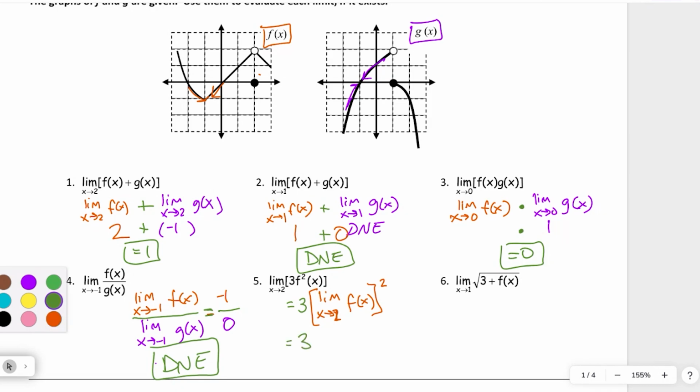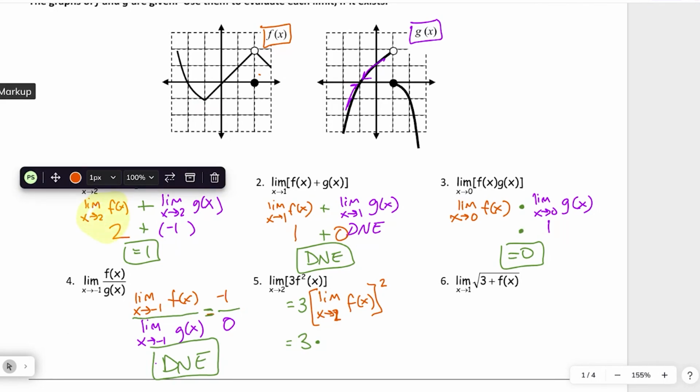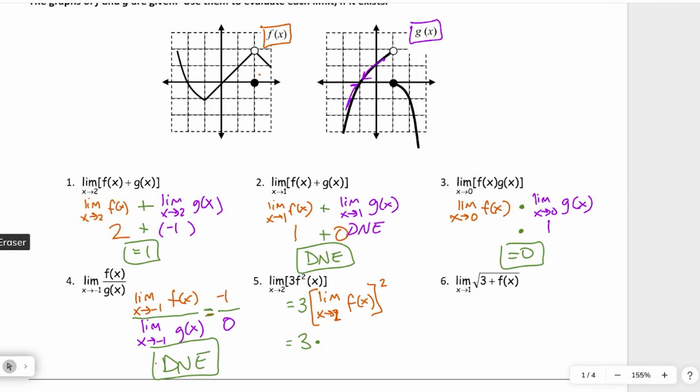So we got 3 times, looking back up at f of x, did we already find the limit? Yeah, so we already found that. At this point, it looks like we're starting to repeat some limit questions here. We can see that we've already calculated the limit as x approaches 2 for f of x, over here, it is 2. But you can look back at the graph if you don't catch on to that. So this is going to be 2 squared. So our final answer here is going to be 3 times 4 is 12.